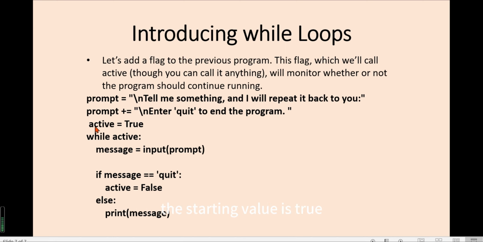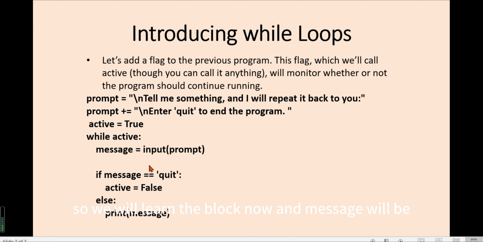The starting value is true. So in the while loop we can just write while active. While active means if active is true, we will run the block inside the while loop. If active, for example, is false, we will not run this block, we skip the while block and run the next statement. So the active value is true first. So while active is true.